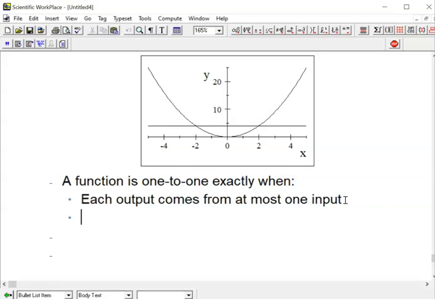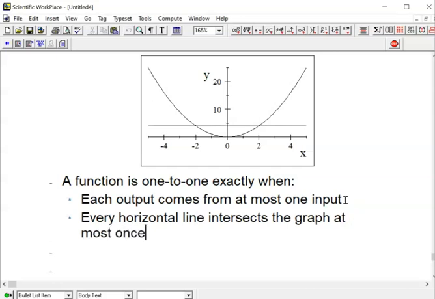And graphically, every horizontal line intersects the graph at most once. And we're going to be okay with some horizontal lines just not intersecting at all. That's a sort of separate issue.